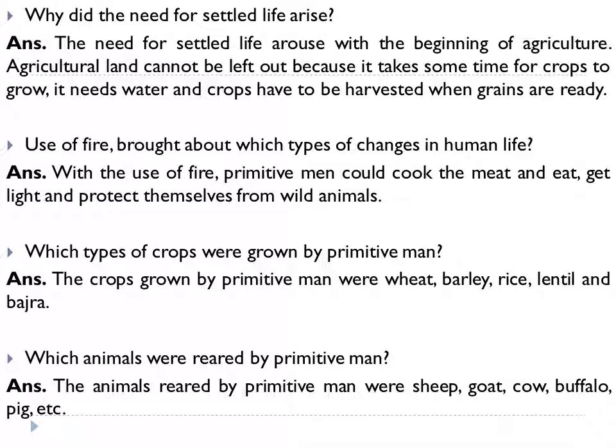Use of fire brought about which types of changes in human life? With the use of fire, primitive men could cook the meat and eat, get light, and protect themselves from wild animals. Which types of crops were grown by primitive men? The crops grown by primitive men were wheat, barley, rice, lentil, and bajra. Which animals were reared by primitive men? The animals reared by primitive men were sheep, goat, cow, buffalo, pig, etc.